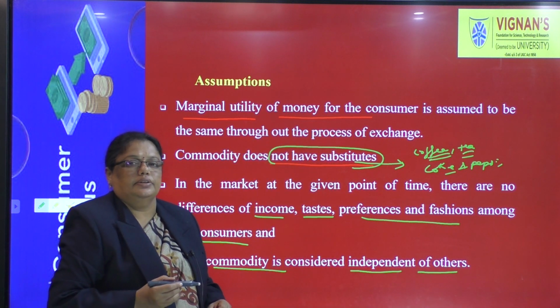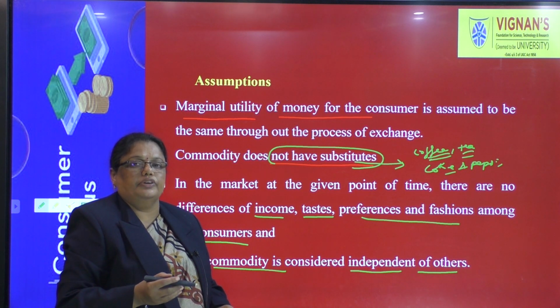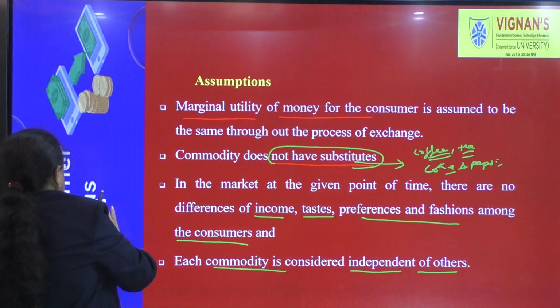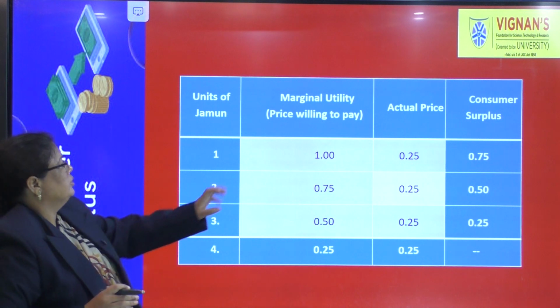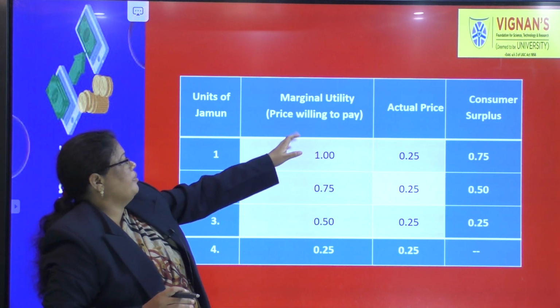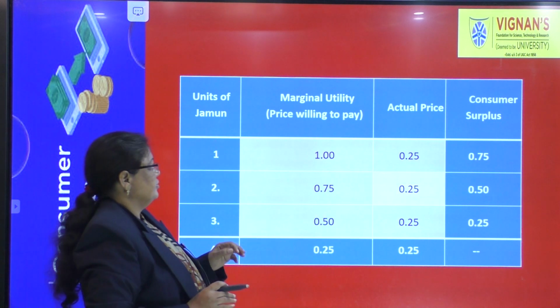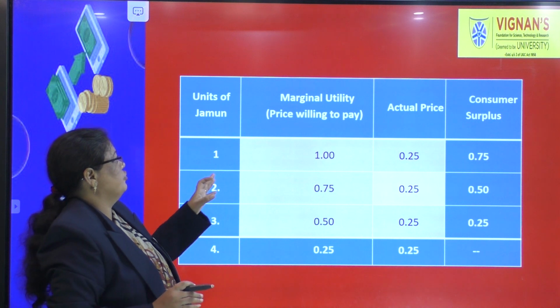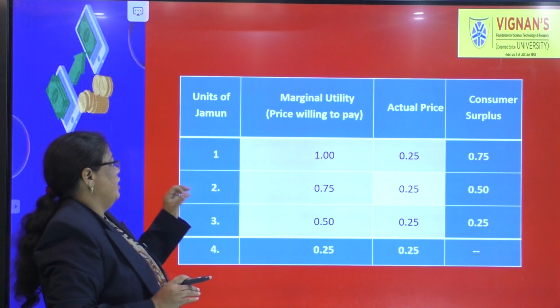I will explain consumer surplus with the help of a table and diagram. Table. This is the marginal utility, this is the actual price. Consumer is willing to buy 4 units of the jamun.